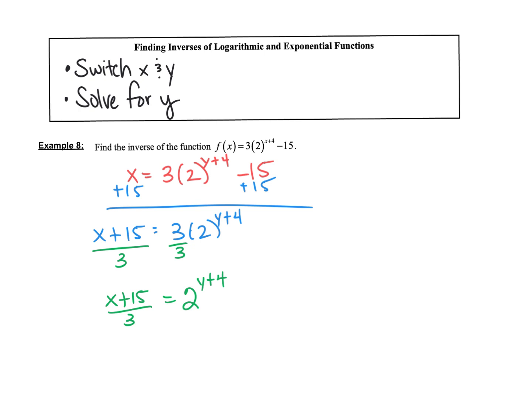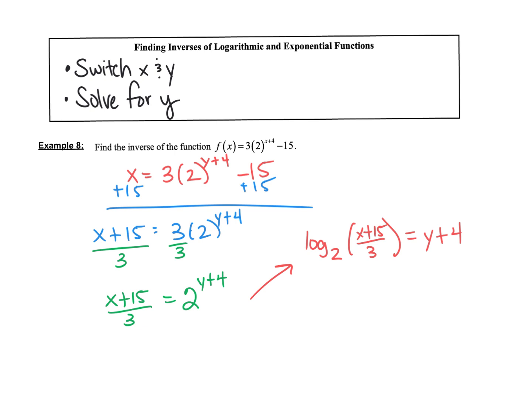And once the exponential piece is by itself, we can rewrite this expression in logarithmic form because the inverse of an exponential is a log, all right? So what's going to be the base of my logarithm? Log base 2. What's going to go inside the logarithm? X plus 15 all over 3. And it's going to equal my y plus 4. Okay, so we just rewrite it in logarithmic form.